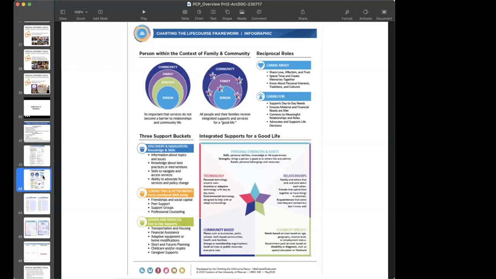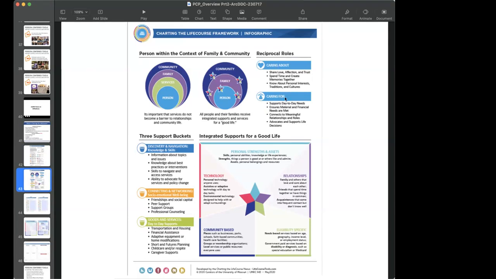I love the conversations that they've really brought to this idea that these circles are really not about a person being surrounded by services and family and community, but that we can think about the person and the family and the community as one whole, and ways in which services and other ways of thinking about being in the world can be incorporated. So thinking about the 3 buckets of support and how that's another way to have a conversation.